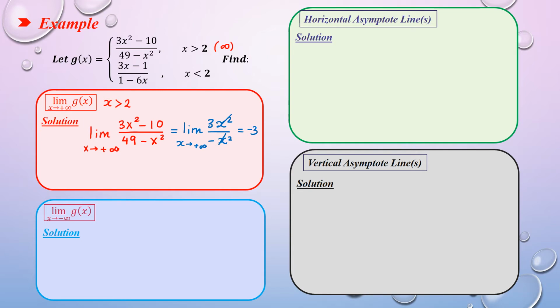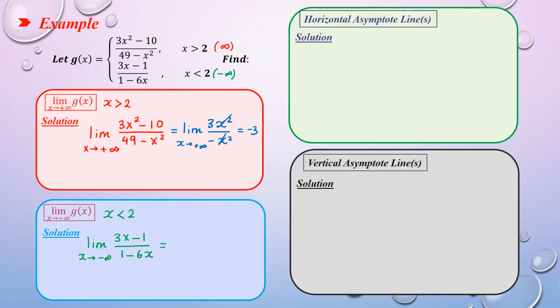For the second part, we have limit g of x when x goes to negative infinity. Negative infinity is less than 2, so you have to find the limit from the second interval, x less than 2. So limit g of x when x goes to negative infinity is limit of the function 3x minus 1 divided by 1 minus 6x when x goes to negative infinity.